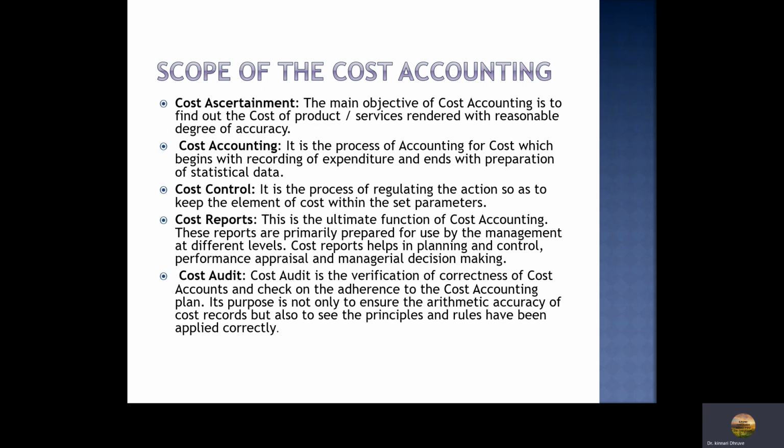Now, first of all, what is cost ascertainment? The main object of cost accounting is to find out the cost of the product or service rendered with a reasonable degree of accuracy. Cost accounting is a process of accounting for cost which begins with the recording of expenditure and ends with the preparation of statistical data.